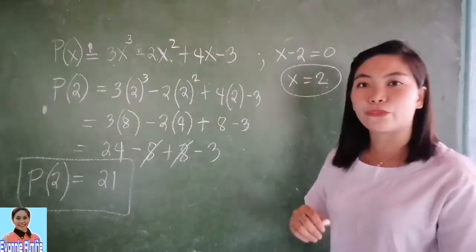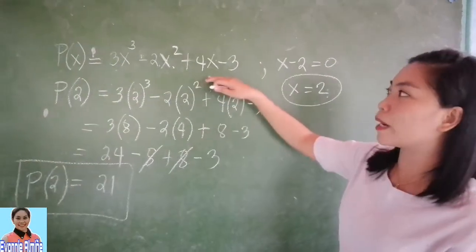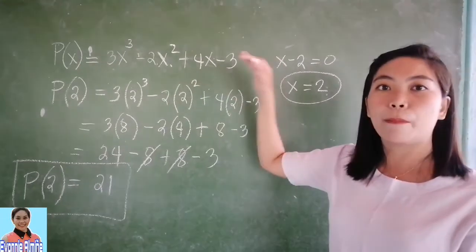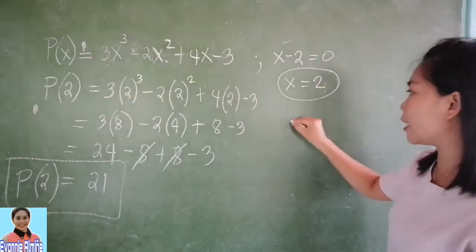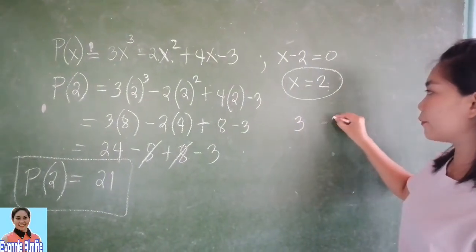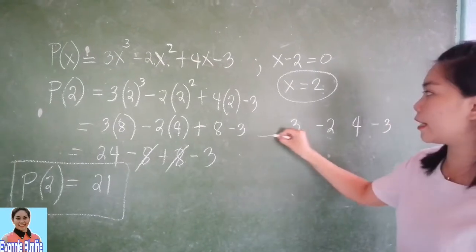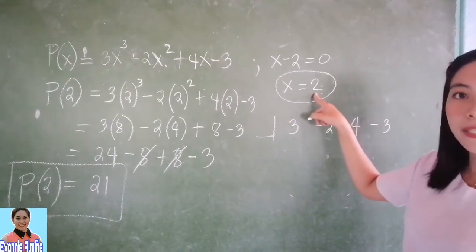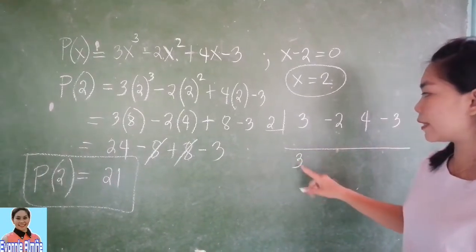So, we have two. The first step is we have to bring down or find all the numerical coefficients of the given polynomial equation. So, what are the numerical coefficients? You have a 3, negative 2, 4, and negative 3. Then, the value of x is 2.